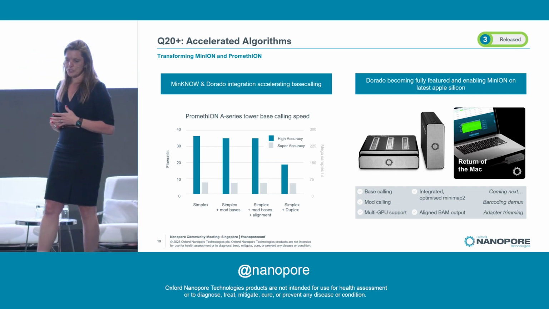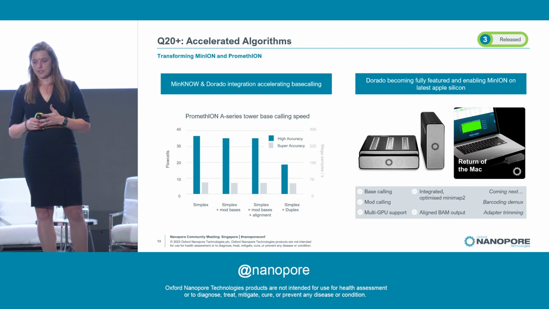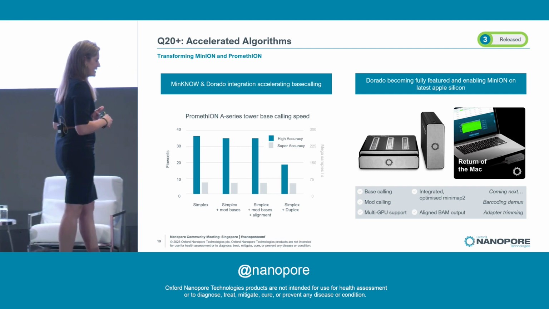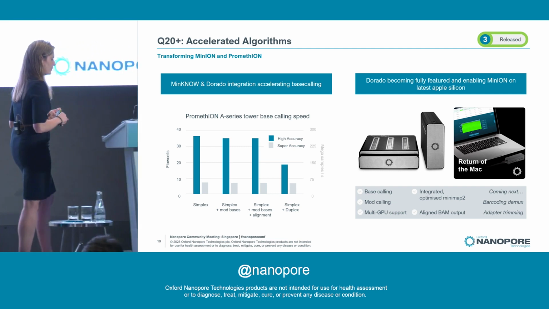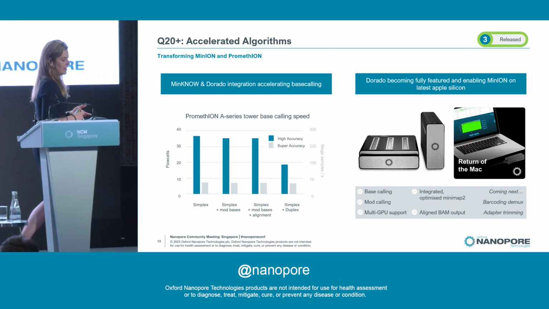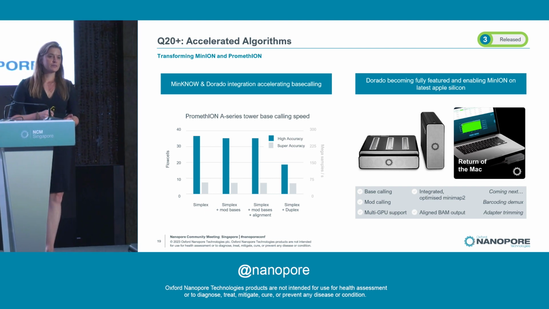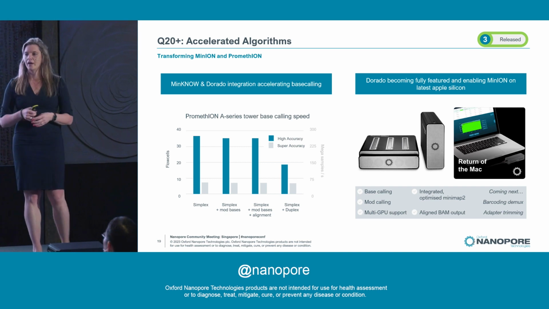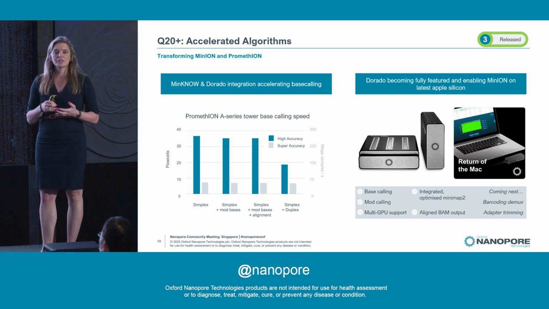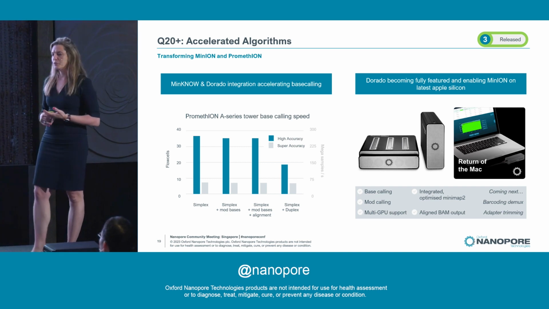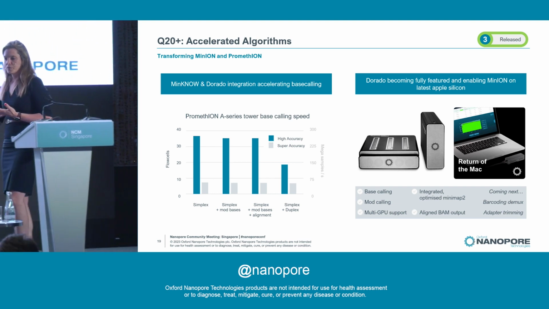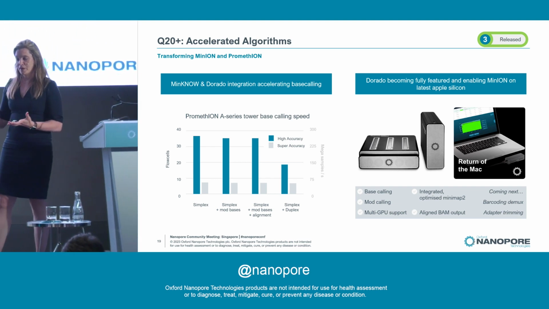And what we've managed to achieve this year is to integrate MinKNOW with our accelerated base callers with Dorado. And a PromethION A-series tower can now keep up with over 36 flow cells. And you can see that is with simplex, simplex plus mods, simplex mods and alignment. And we will continue to push this. We will get 48 flow cells in real time.